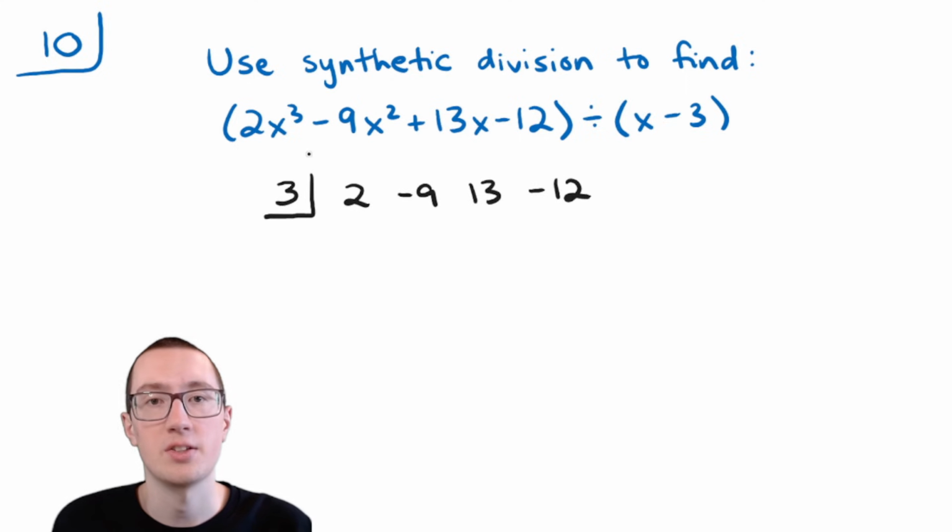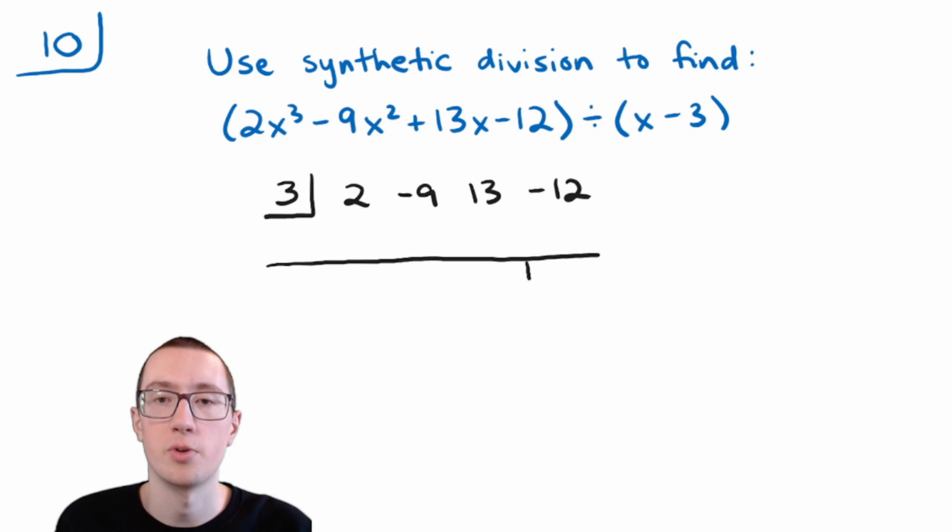And if you were missing something, like if you didn't have an x to the third, but you had an x to the fourth, then you would just put a 0 there as a placeholder. Then we're going to draw a line all the way through here. And in front of this last number, we're going to put another line here. And this is going to be where our remainder is.